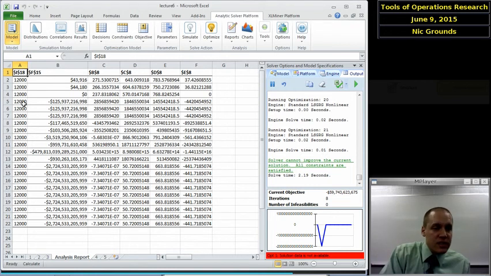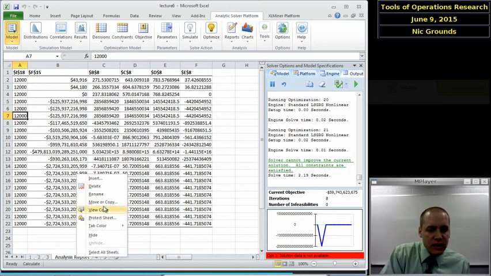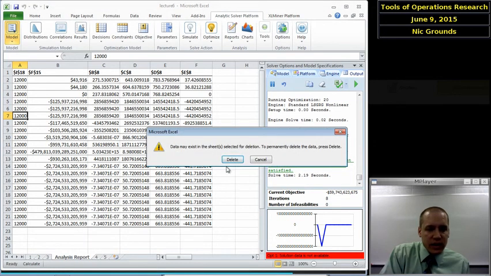Well, something certainly doesn't seem right here. This value didn't change at all. These did. All right. Let's go back and try that again.